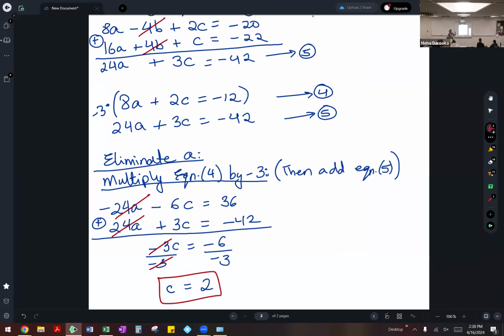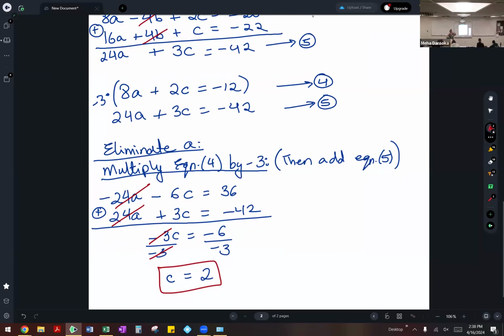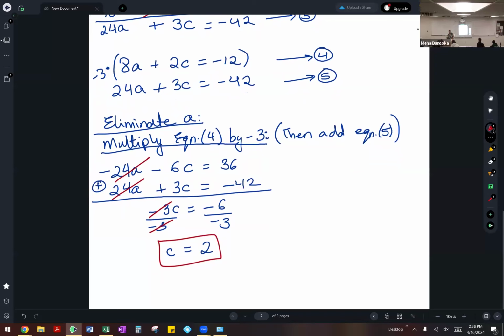So C done. Now we need to find A and B, and we'll have our 3 coefficients there. So since we did A as the previous variable that got eliminated, we need to go find A next. So you can use equation 4 or equation 5 to find A. And I think I'm going to use equation 4 just because you have a smaller number on that. So let's find A next.